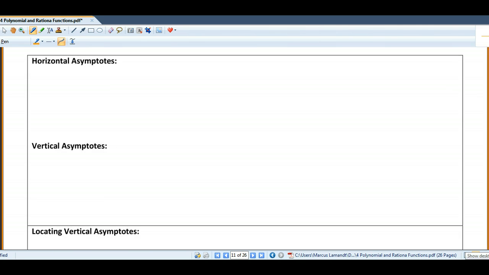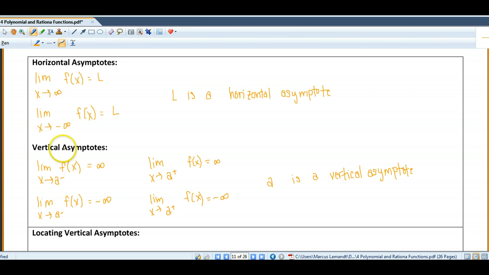Alright, horizontal asymptotes and vertical asymptotes. You've actually already kind of seen these here and there in graphs. Once again, we're going to go over this notation more in class, but if as x approaches negative infinity or as x approaches infinity, the values of f of x approach some fixed number L, then the line y equals L is a horizontal asymptote of the graph. And we've done a couple examples of that.